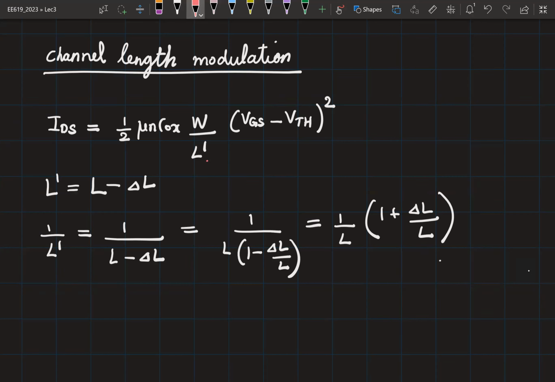Now tell me, let's look at this factor delta L by L. Is this going to increase or decrease as you change VDS? This is going to increase, which means this is proportional to VDS. Now I'll replace that with a proportionality constant. We'll put a proportionality constant as lambda.